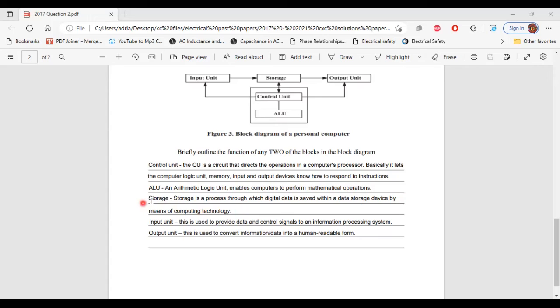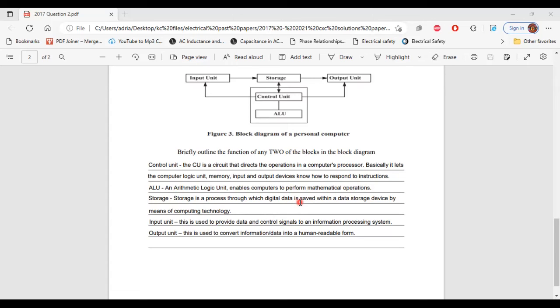Next up, we have the storage. The storage is a process through which data is saved within a data storage device by means of computing technology. All right, so that's it for storage.